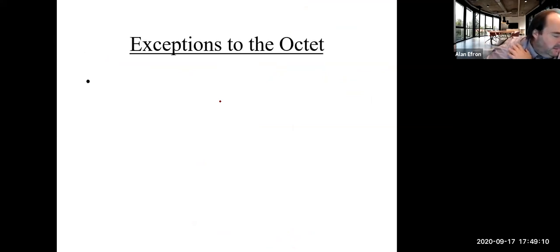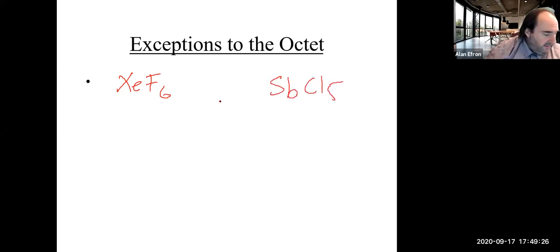So let's take a look at some here. Why don't you try to draw XeF6, SbCl5, and let's do SeF4. Why don't you draw the Lewis structures for those and see what you come up with.